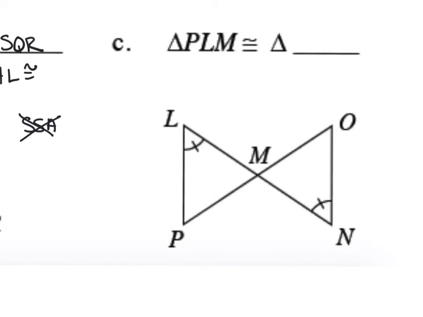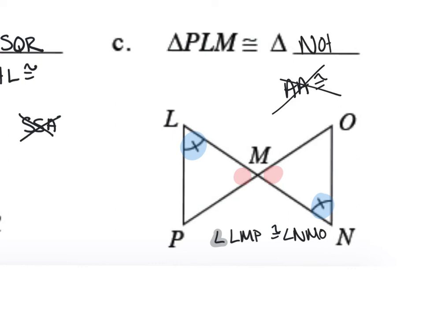Let's take a look at part C and what we are given here. I have a pair of angles that are marked congruent. And then I have a pair of vertical angles here that meet at M. Specifically, I would call them angle LMP is congruent to angle NMO by vertical angles, but I don't have any sides. Angle, angle, angle is not a congruence theorem. I do not know these triangles are congruent, so I'm just going to write not congruent. I don't have enough information there.